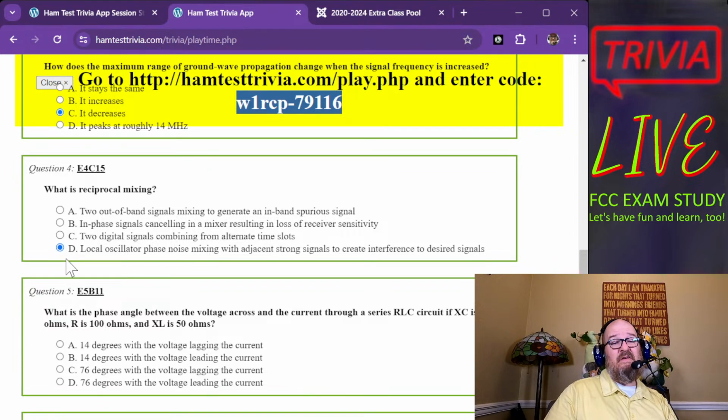I'm going with D on this one. That sounds like if you have a local oscillator making noise and it mixes with an adjacent strong signal that could bring it in. I'm going to say D.